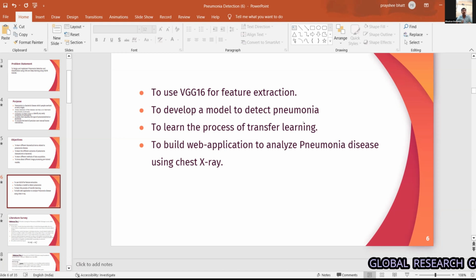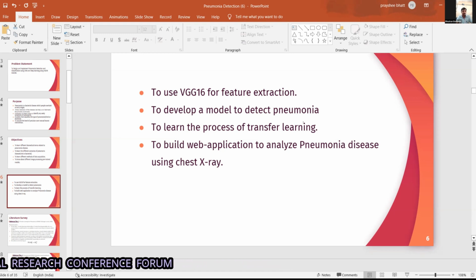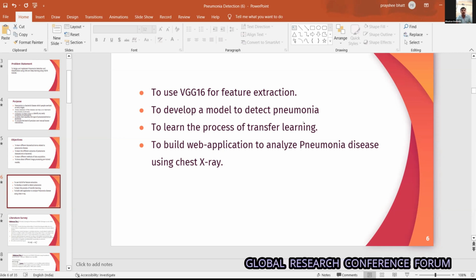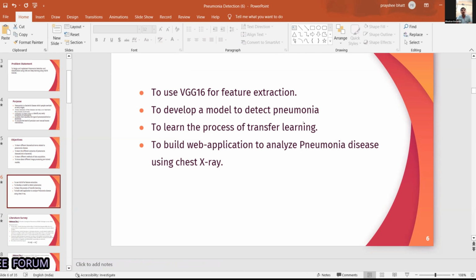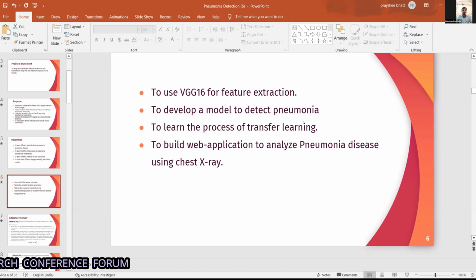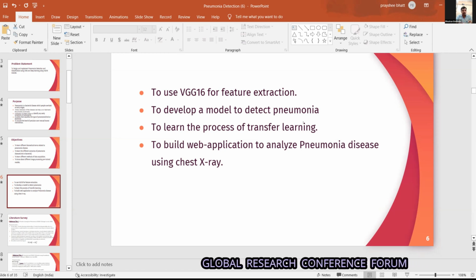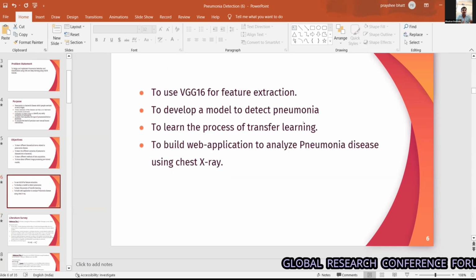Next is to develop a model to detect pneumonia. We are using the CNN algorithm and VGG16, and we are developing one model to detect pneumonia, which is easy for doctors to understand and will help them assess the disease. Now, transfer learning is also an important aspect for our pneumonia detection. The last objective is to build a web application to analyze pneumonia using chest X-rays.